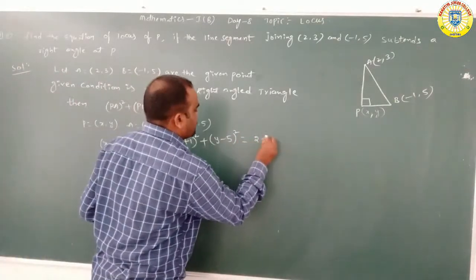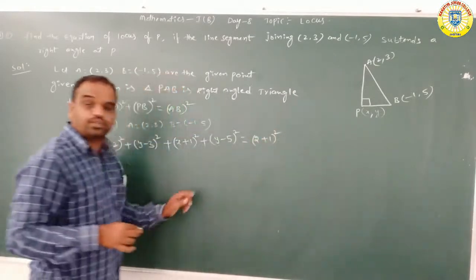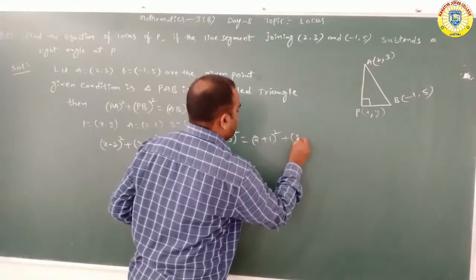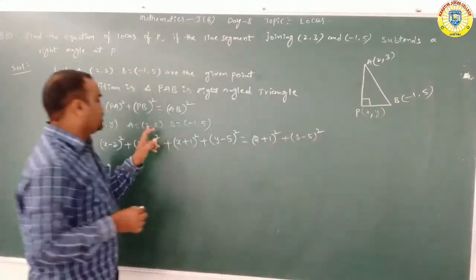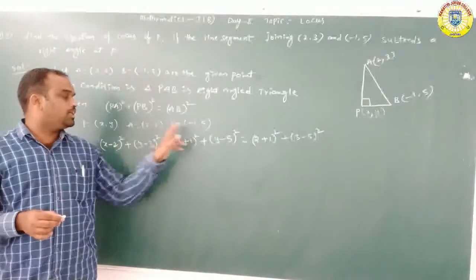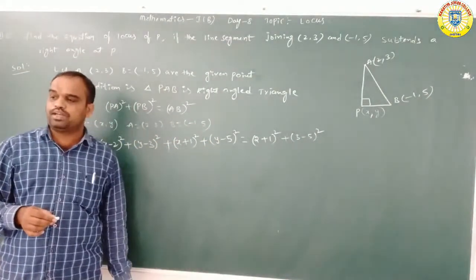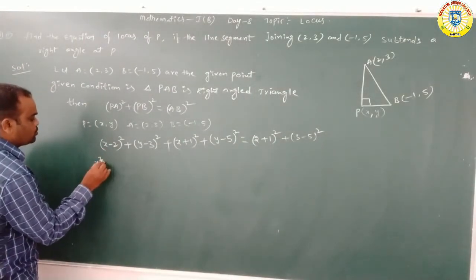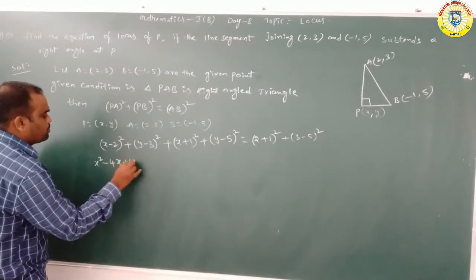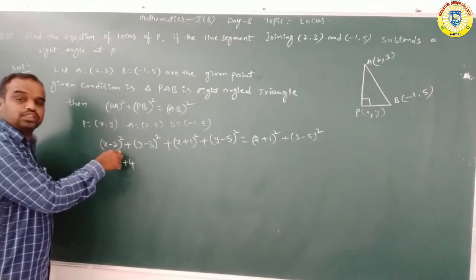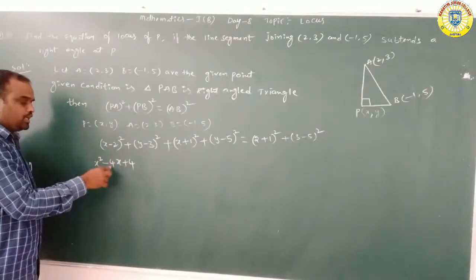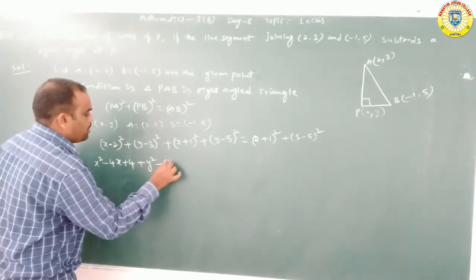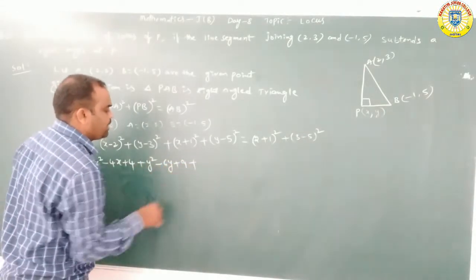For AB², this is A and this is B: (2 − (−1))², that is (2 + 1)², plus (3 − 5)². Now we simplify. (x − 2)² is in the form (a − b)², so it is x² − 4x + 4. Then plus y² − 6y + 9.